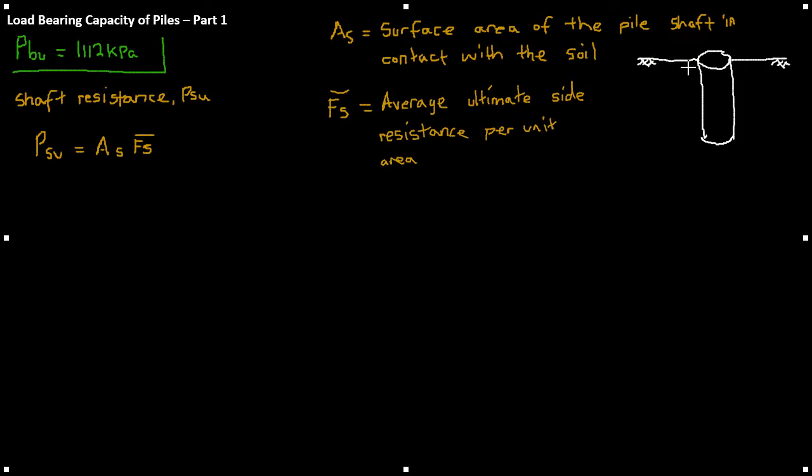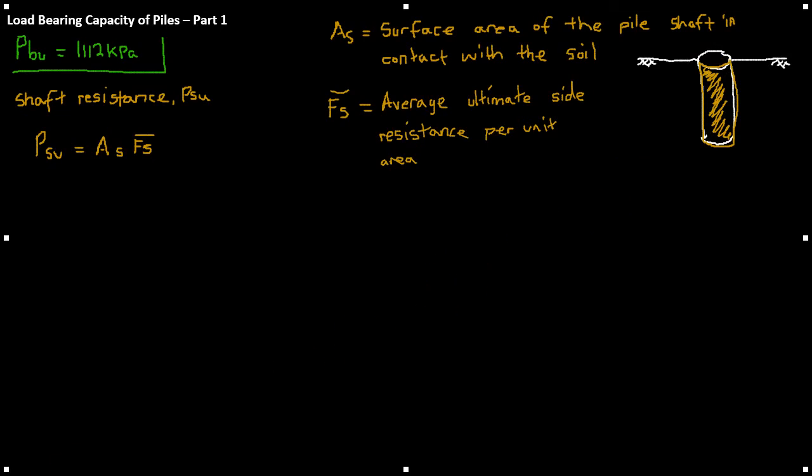We don't use the base or the top of the pile because the top of the pile isn't in contact with any soil, so there's no resistance provided there, and the base is taken into account separately as we've done earlier. So it's purely the area of the pile, or in this case, because it's a circular pile, we're looking at the curved surface of the pile, that surface area in contact with the soil.